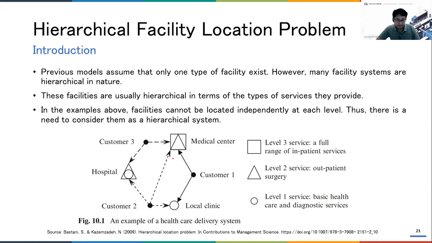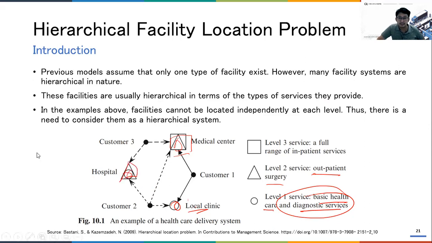But somehow, each of those facilities has a different level, right? For example, a local clinic is perhaps a facility that can provide basic medical health care and only basic diagnostic services. But if you go to the medical center, which is larger than the local clinic, it can treat outpatient surgery, but also can treat this, right? Or even the more complex ones.